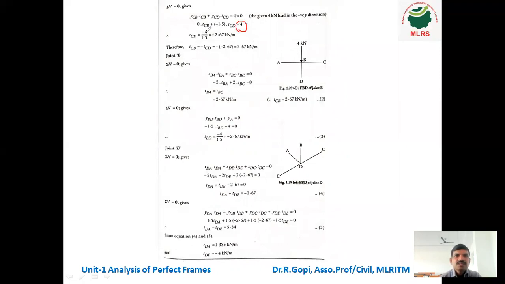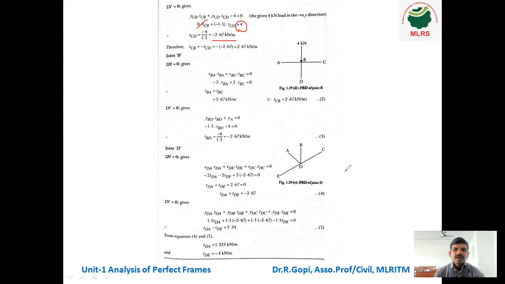Okay, so from this term gets cancelled. Therefore TCD is equal to minus 2.67 kilonewton per meter. That means 4 divided by minus 1.5. Okay, 2.67 kilonewton per meter. Okay, so substitute this value.